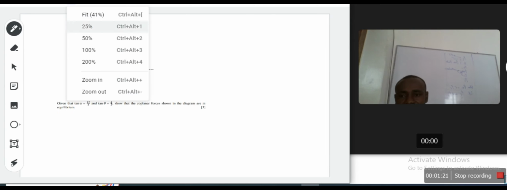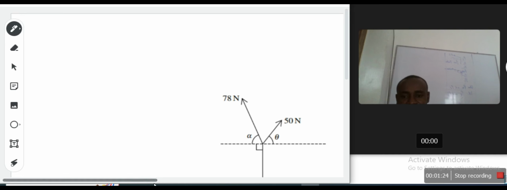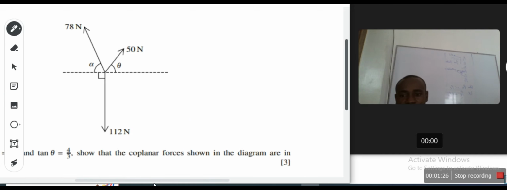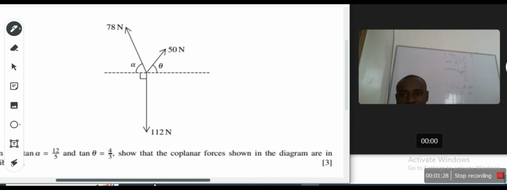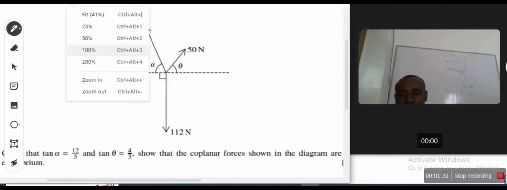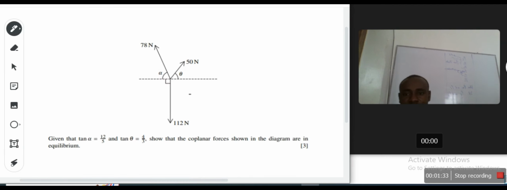Okay, let's see this one I want to solve. Page 14 of 20. It says, given that tan alpha is 12 over 5 and tan theta is 4 over 3, show that the coplanar forces shown in the diagram are in equilibrium. In equilibrium, isn't it? Which means that total forces downwards must be equal to total forces upwards.